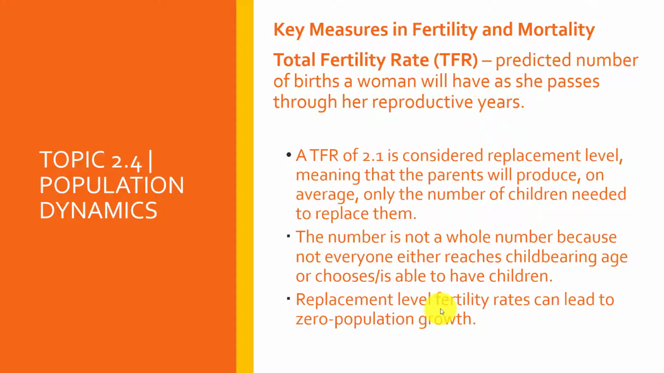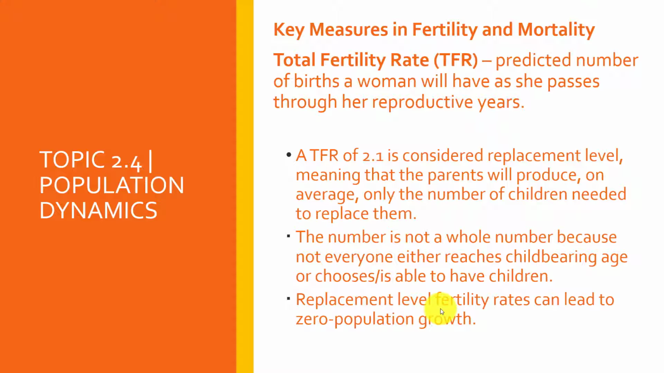Now, the number is not a whole number because some women and some men choose not to have children, whether they're married or not. Or couples choose not to have children even though they may be of childbearing age, or they may not be able to have children. Now, this replacement level of 2.1 with the fertility rates can lead to zero population growth.